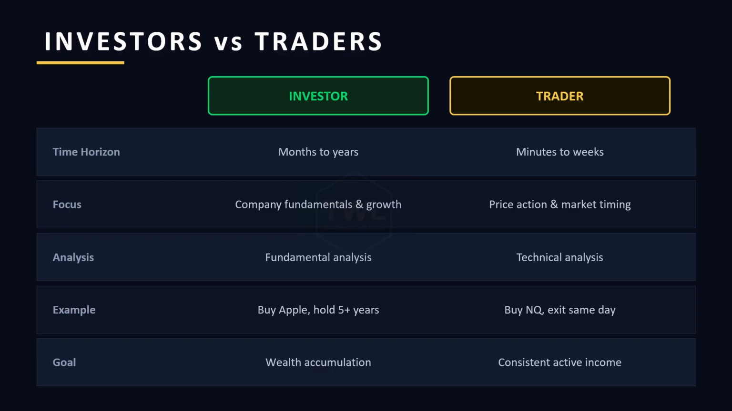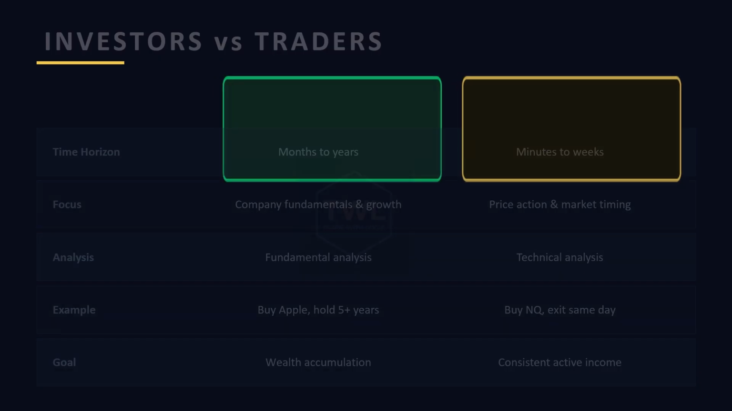An investor might buy Apple stock and hold it for 5 years. A trader might buy and sell the same asset within a single day. Different mindset, different goal. Both can be profitable. They're just playing a completely different game.